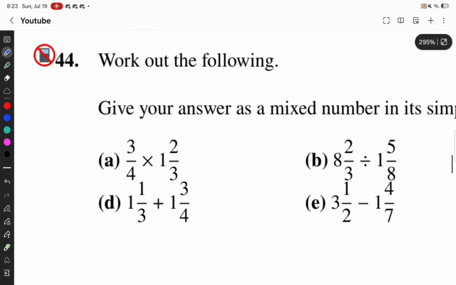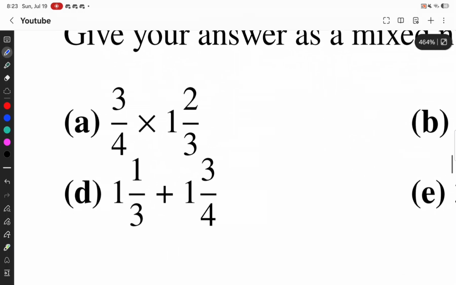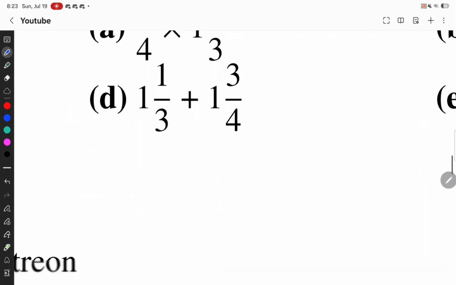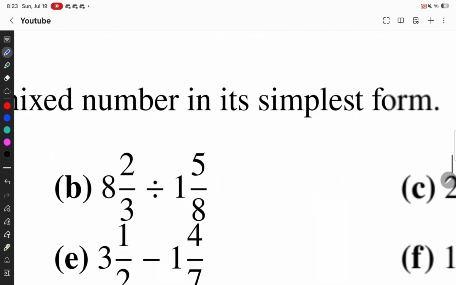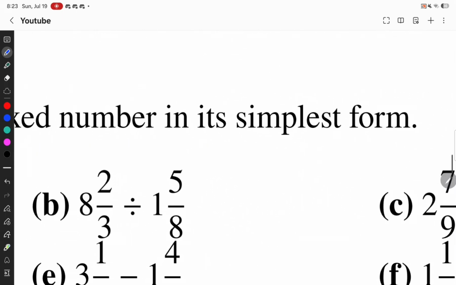Now for the mixed numbers. Here this is simple. Turn it back. That simple thing. But what does it mean to write a mixed number in its simplest form?